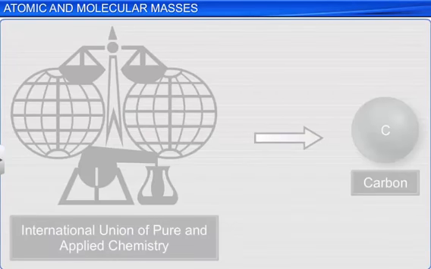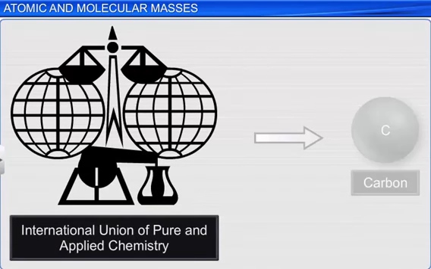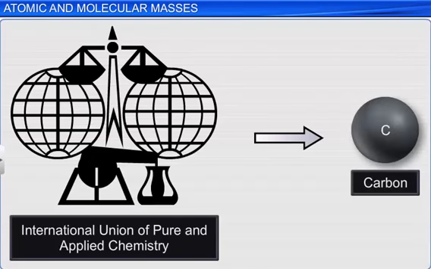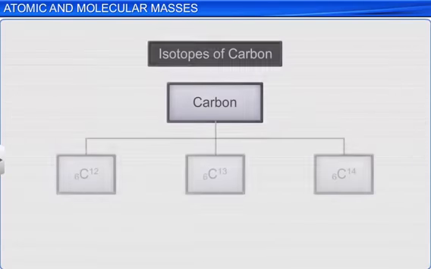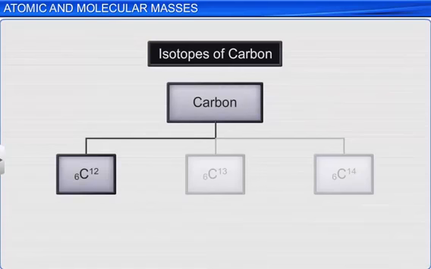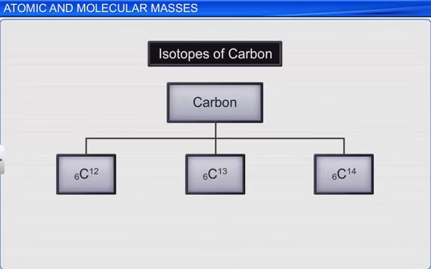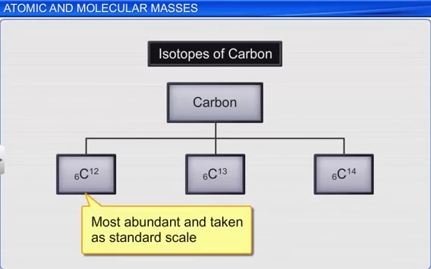In 1961, scientists met at the International Union of Pure and Applied Chemistry and decided to use carbon as the standard base. Carbon has 3 isotopes, C12, C13 and C14. Since C12 was found to be the most abundant, it was taken as the standard scale.